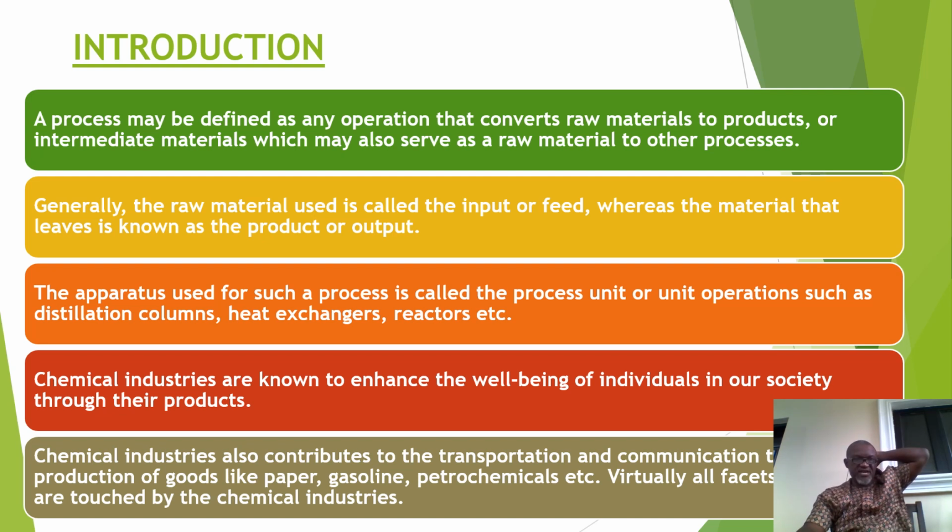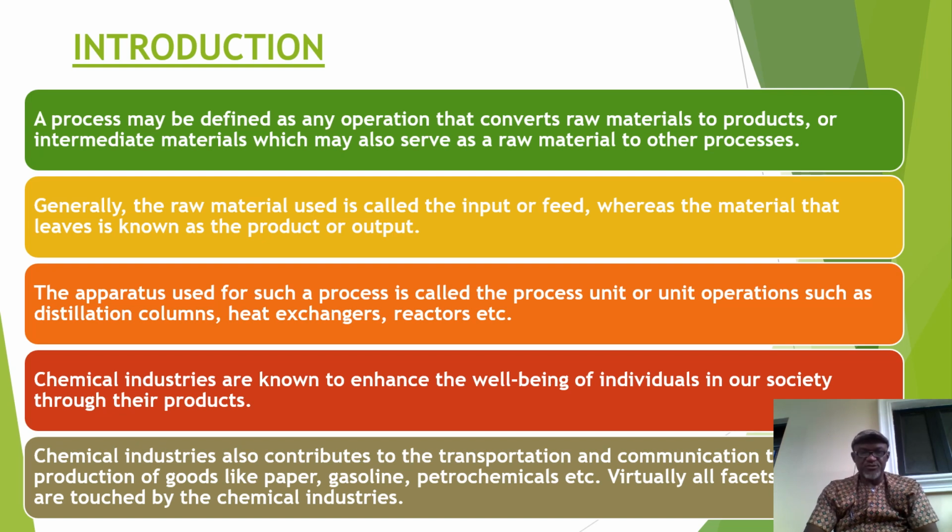A process may be defined as any operation that converts raw materials to products or intermediate materials, which may also serve as raw material to other processes. So you can see that, for instance, if you process something like palm nuts and produce palm oil, the palm oil can serve as a finished product in terms of using it to cook food. It can also serve as raw material. It becomes an intermediate product. It can also serve as a raw material for production of other things like soap.